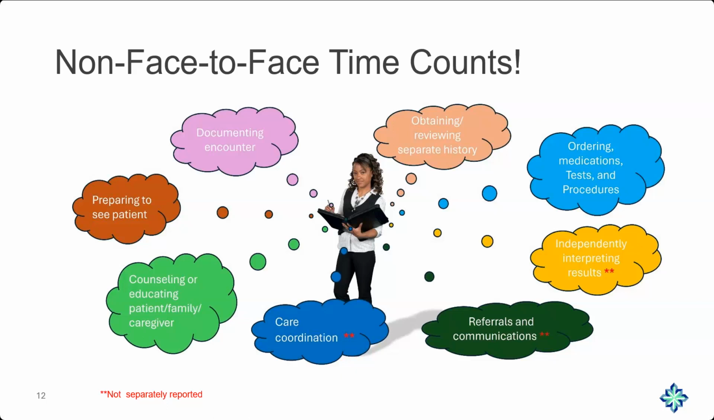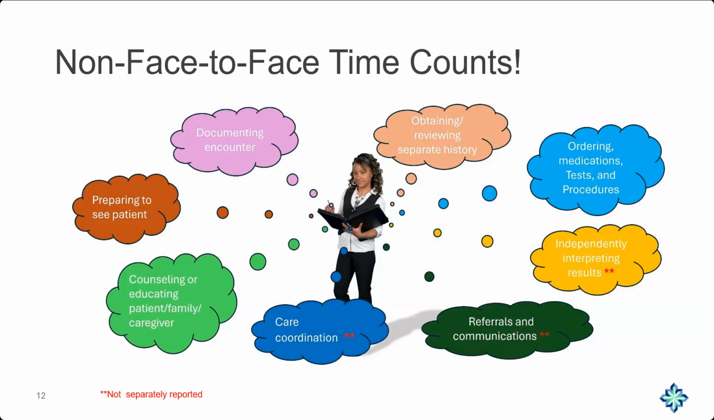Ordering medications, tests, or procedures, as long as they're being done by the practitioner that is seeing the patient that day, that is time that can be counted. Again, we talked about it earlier about it not being your ancillary staff. So this is going to be time spent by the practitioner ordering medications, tests, or procedures, not their staff.